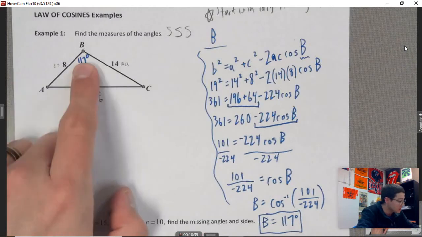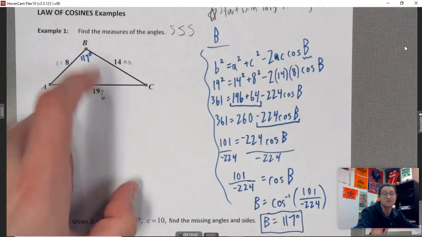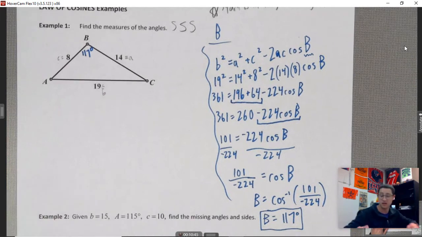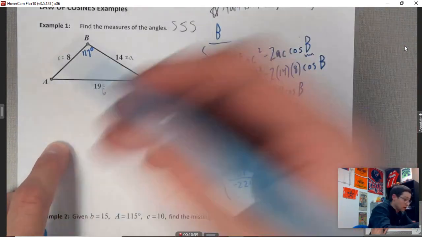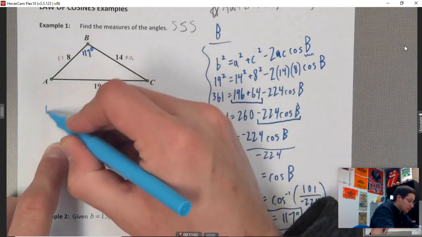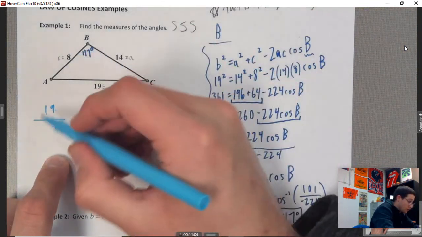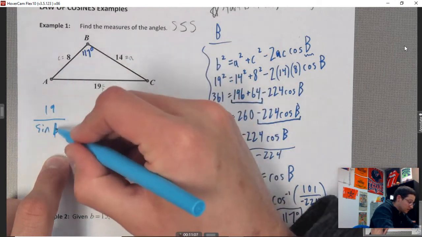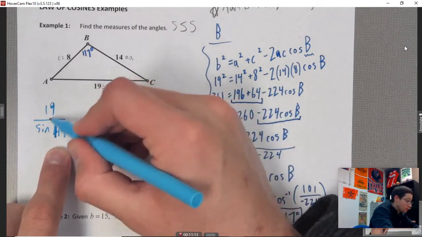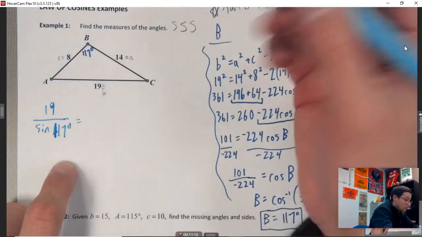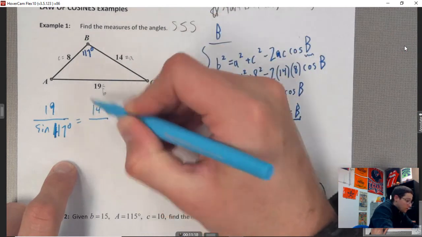Because I have an angle and side pair directly across from one another, now we can use the law of sines. Let's go ahead and do that. It really doesn't matter which one; you can find A or C here. I'll stick to my little notes on the side, and I'm going to go with A. Let's set up our proportions. We've got little b over the sine of big B, which is 117. So 19 over the sine of 117 equals little a, which is 14, over the sine of a.